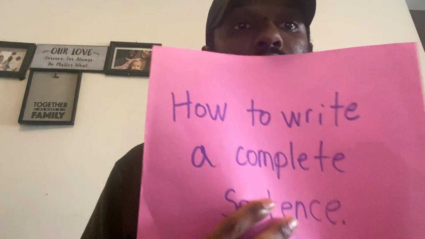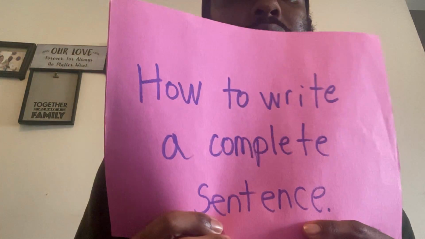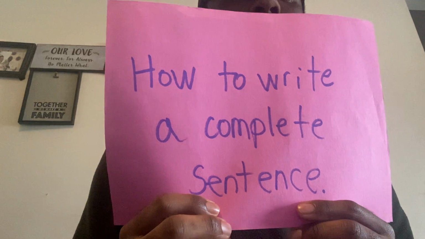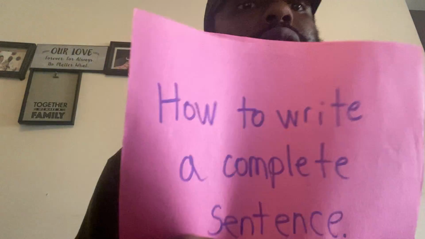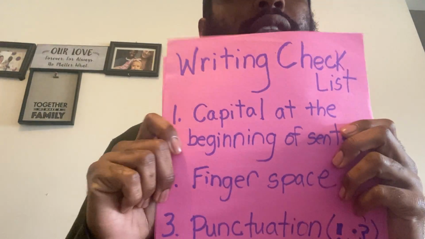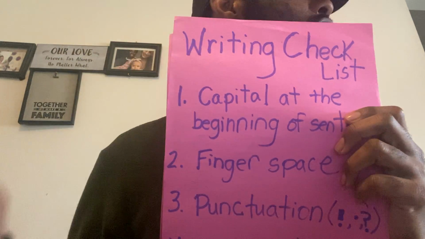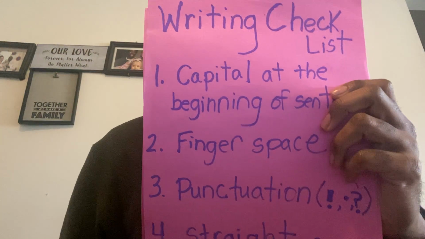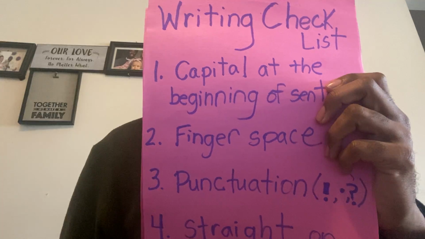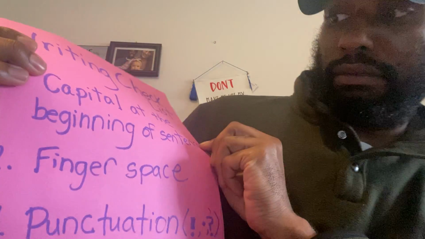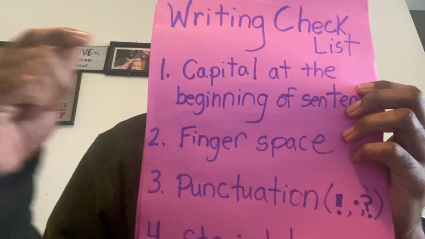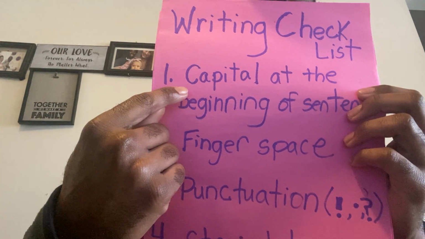Today, I'm going to be teaching you how to write a complete sentence. How to write a complete sentence. So, when we are writing complete sentences, this is our checklist, our rules that we need to follow. Number one, capital at the beginning of a sentence. So every time you start a sentence, it should be a capital.